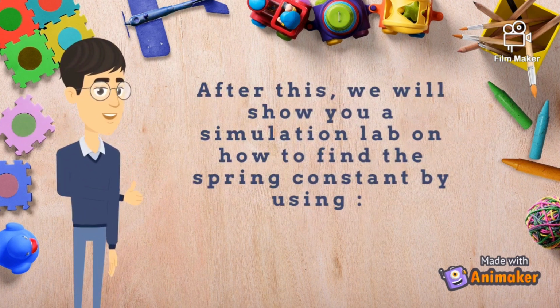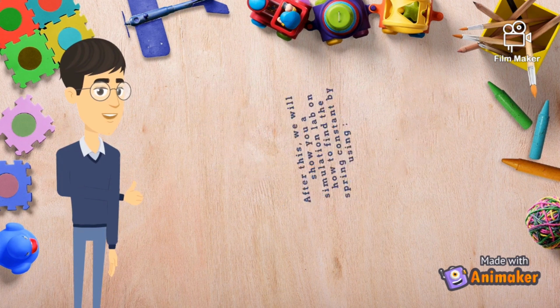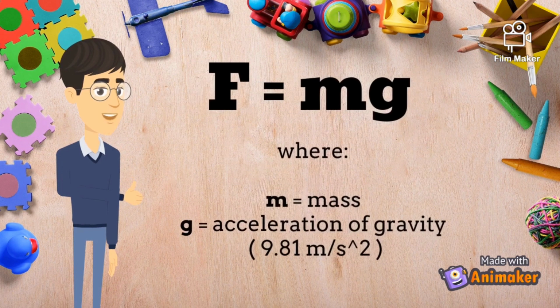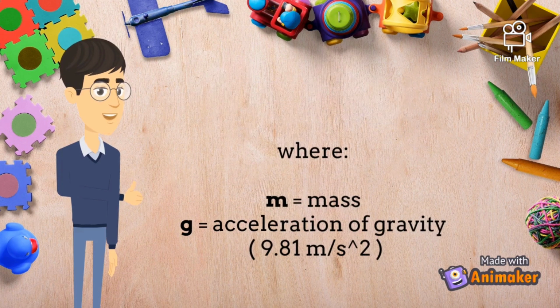After this, we will show you a simulation lab on how to find the spring constant by using F equal to m times g, where m is the mass of objects, while g is the acceleration of gravity, which is 9.81 meters per second squared.